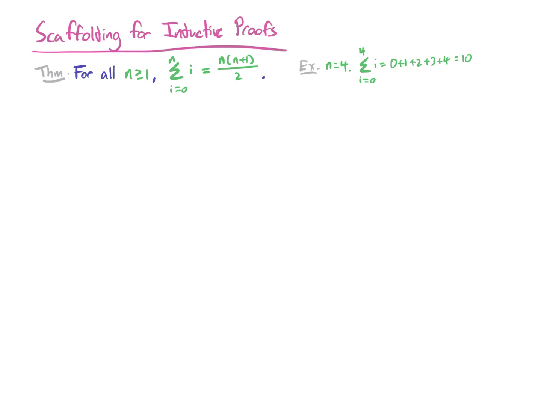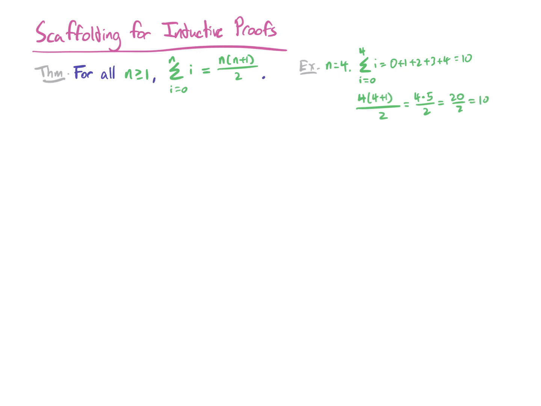You know what else has value 10? Let's consider the formula here, n times (n plus 1) over 2. If I plug in 4 as the value of n, I need to consider 4 times (4 plus 1) over 2, which is equal to 4 times 5 over 2, which is 20 over 2, which is also equal to 10.